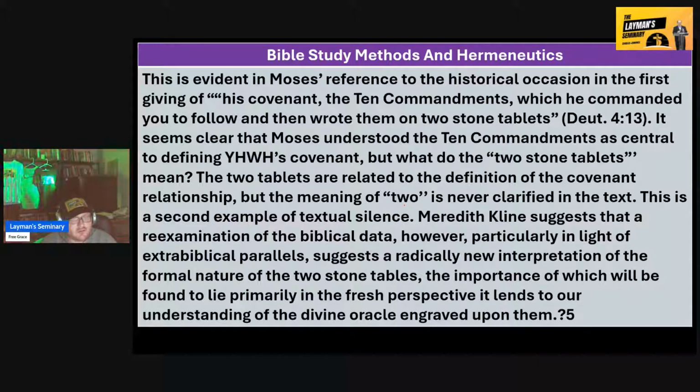But what do the 2 stone tablets mean? The 2 tablets are related to the definition of the covenant relationship, but the meaning of 2 is never clarified in the text. 2 copies. This is a second example of textual silence. Meredith Kline suggests that a re-examination of the biblical data, particularly in light of extra-biblical parallels, suggests a radically new interpretation of the formal nature of the 2 stone tables, the importance of which will be found to lie primarily in the fresh perspective it lends to our understanding of the divine oracle engraved upon them.